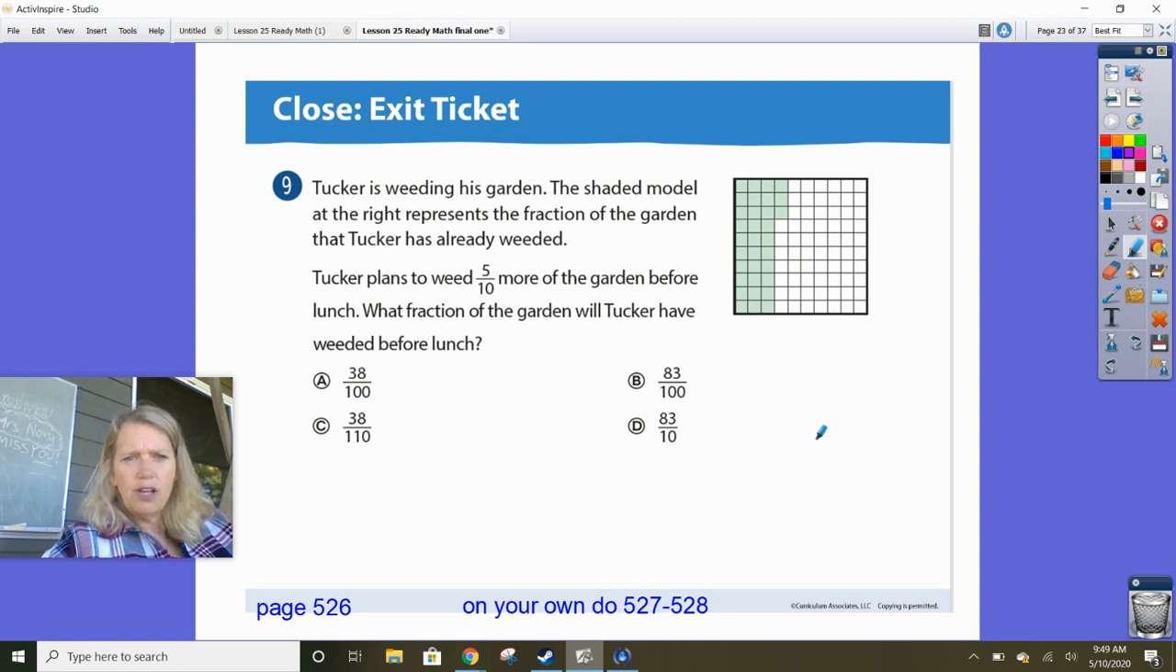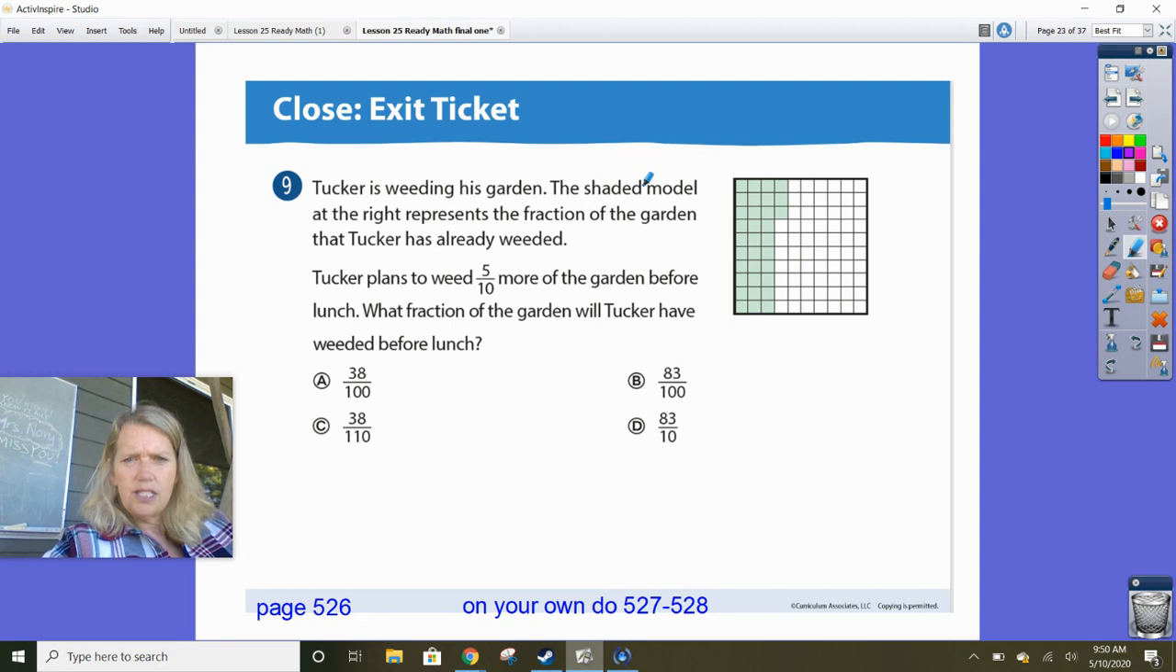Number 9, Tucker is weeding his garden. The shaded model at the right represents the fraction of the garden that Tucker has already weeded. Tucker plans to weed 5/10 more of the garden before lunch. What fraction of the garden will Tucker have weeded before lunch? So we got 4 answers here, but I'm going to ignore that while we just solve it.